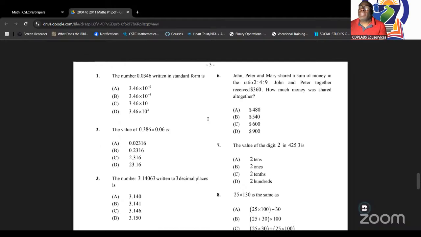Let's go to number 6. Can you read number 6 for me, please? John, Peter, and Mary shared a sum of money in the ratio 2:4:9. John and Peter together received 360. How much money was shared altogether? All right. So the question being asked here now.